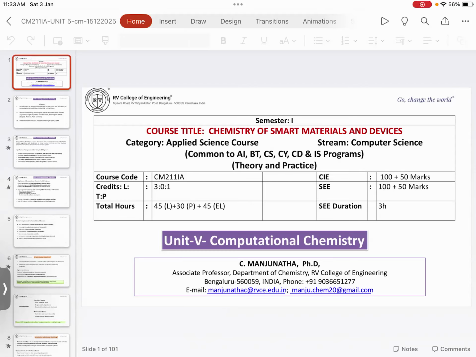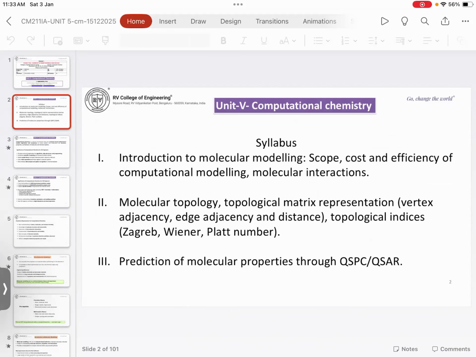In continuation to my previous recording about computational chemistry, which comes under chemistry of smart materials and devices, I have covered in my previous recording the molecular modeling, the scope, the cost and efficiency, computational modeling, interactions, etc.